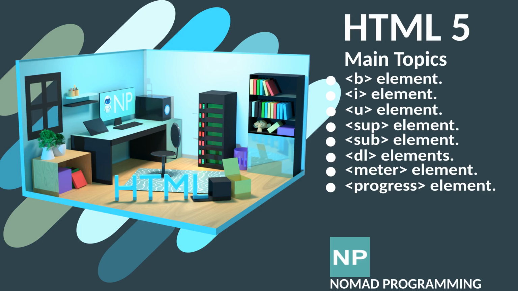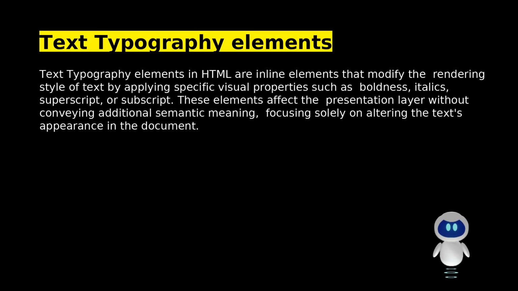Alright, let's begin. Text typography elements in HTML are used to control the visual presentation and style of text directly within the document. These elements define how text is rendered in terms of appearance, such as size, weight, alignment, and decorations. They focus on how the text looks rather than its meaning or semantic role.